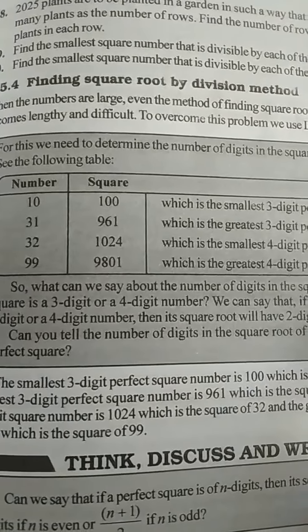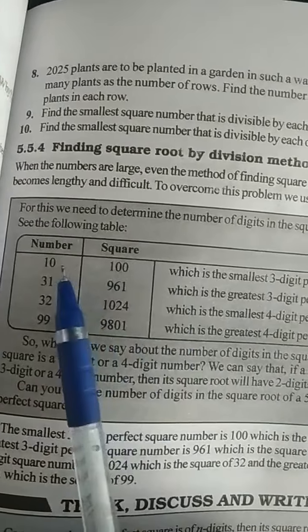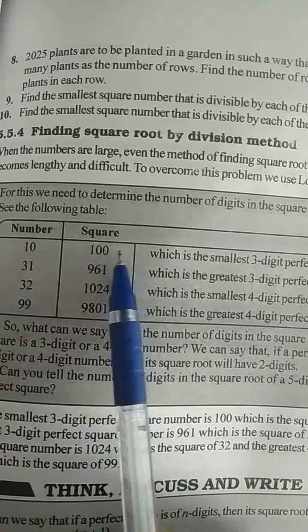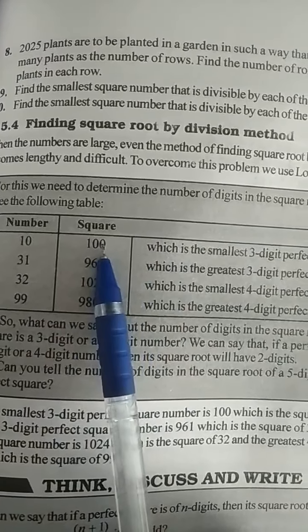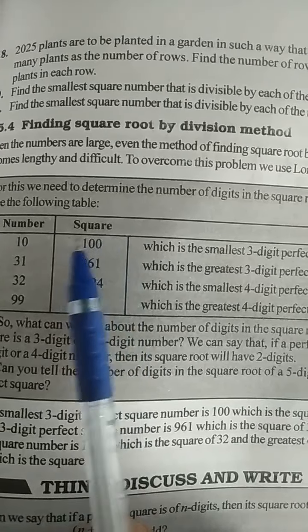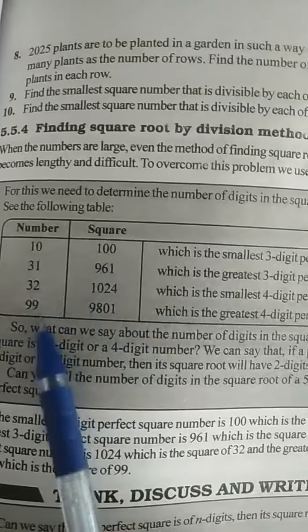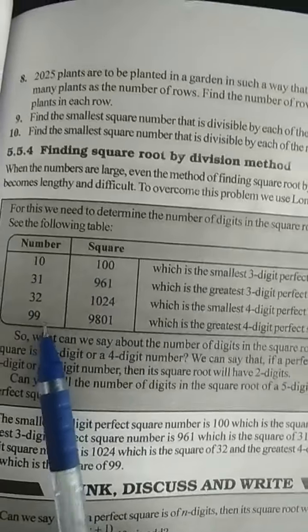So what can we say about the number of digits in the square root if the perfect square is a 3-digit or a 4-digit number? We can say that if a perfect square is a 3-digit or a 4-digit number, then its square root will be 2-digit.